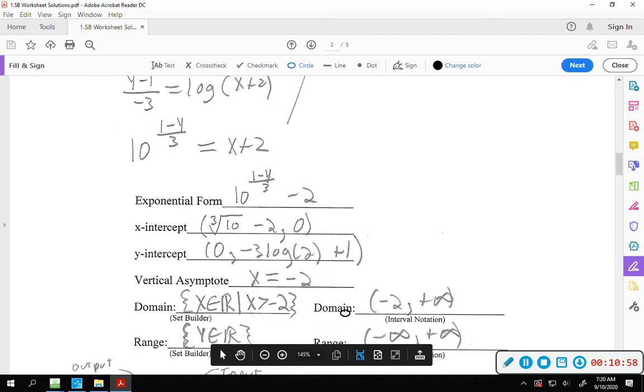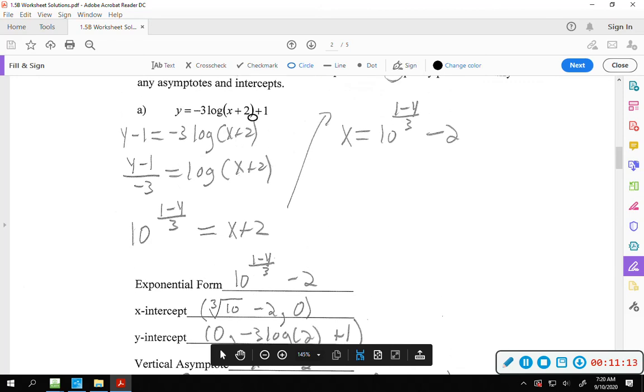Remember, our input now is going to end up being y. We're going to input for y instead of x. But let's just talk about a few things before we look at the graph. The domain of this function is always a good place to start. Remember, logarithms typically have domain restrictions.